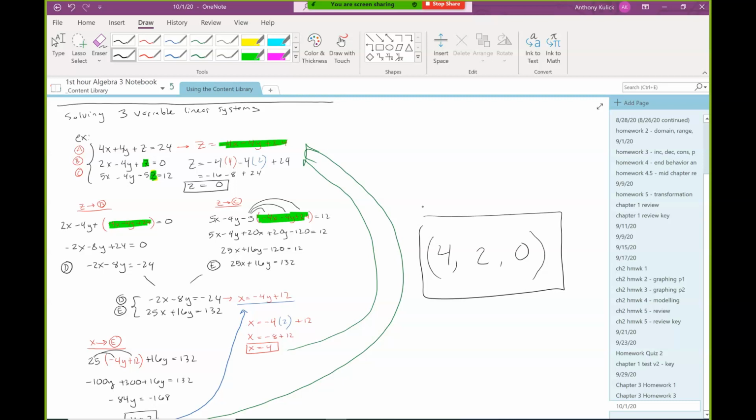Let's go ahead and do this same problem then. And this time we'll do it by elimination. We'll see which one we think is easier, which one we like better. Okay? Because it will make no difference to me on these 3 variable ones. I'm going to let you do what you're most comfortable doing.